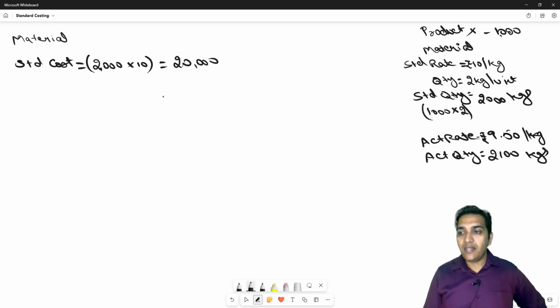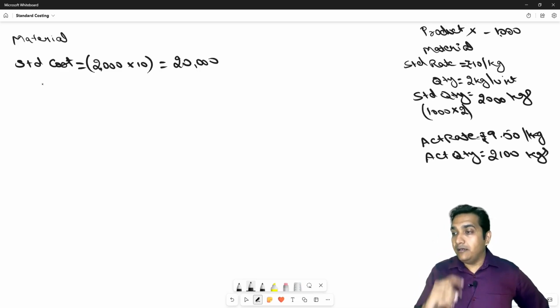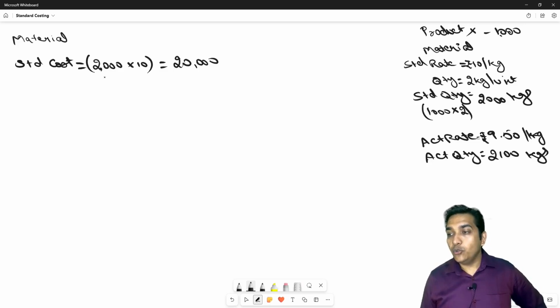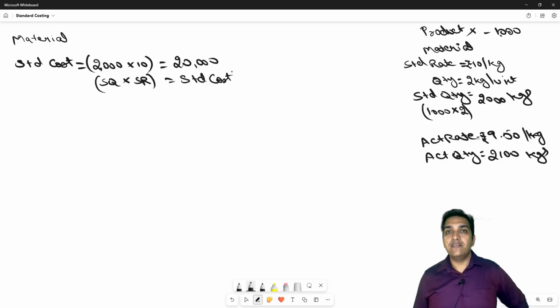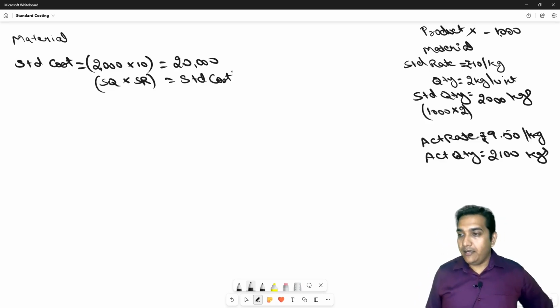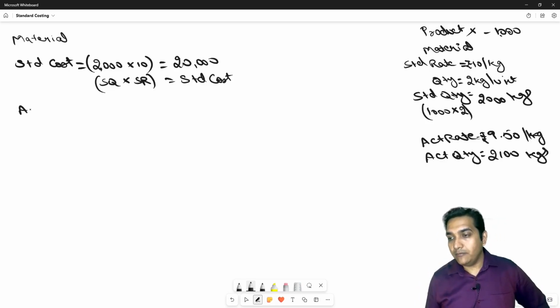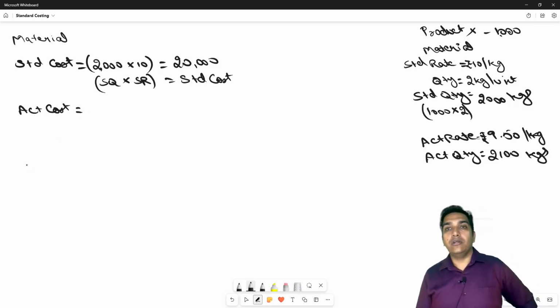So 2000 is my standard quantity and 10 rupees is my standard rate. This gives us the standard cost. What is my actual cost now?